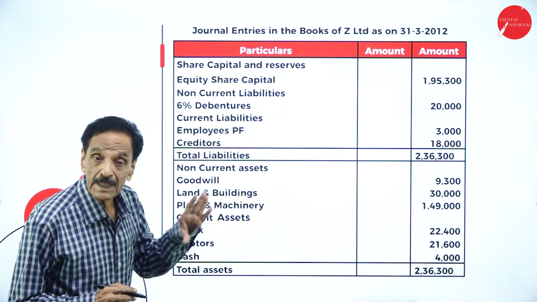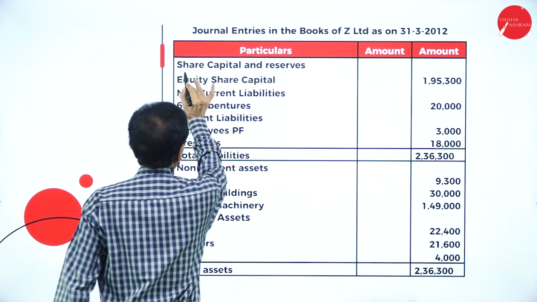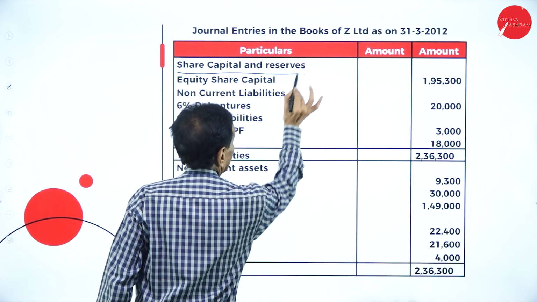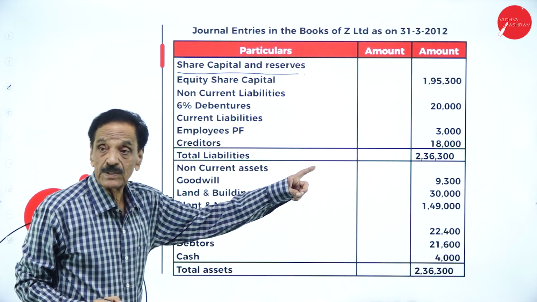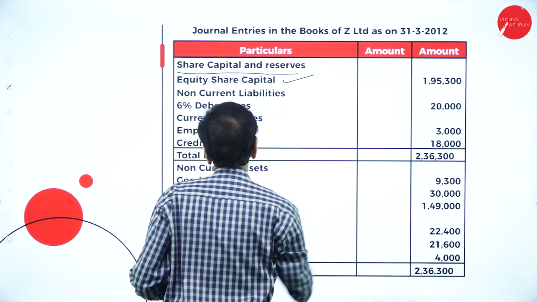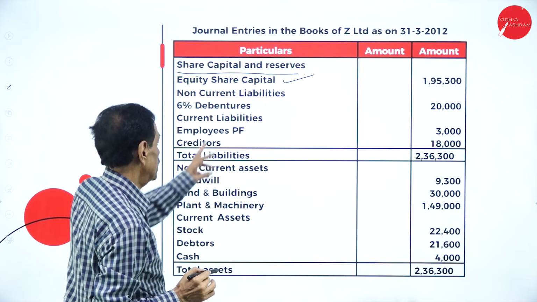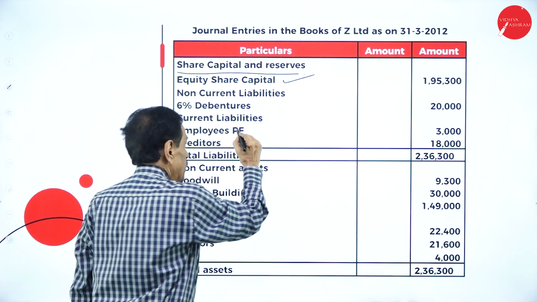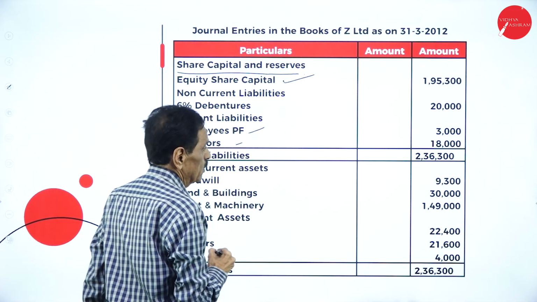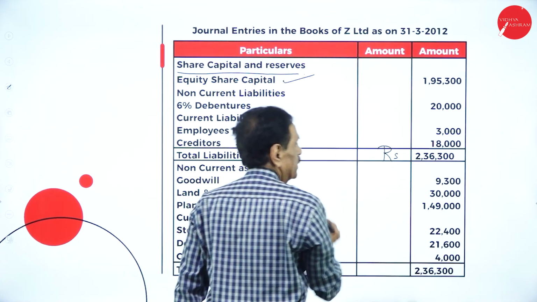So if you prepare the balance sheet, on the liability side you take the heading like this: share capital and reserves. The purchase consideration has been paid in the form of equity shares. Then non-current liability, debentures, 20,000. Current liabilities, employee provident fund, creditors. So the total liabilities work out to 2,36,000.